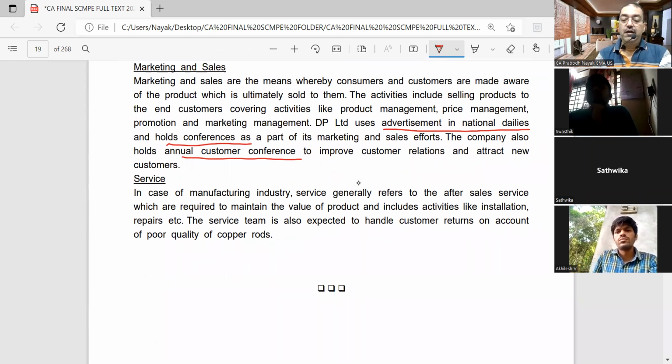After sales service, in case of manufacturing industry, service generally refers to the after sales services which are required to maintain the value of the product. The service team is expected to handle customer returns on account of poor quality of products.